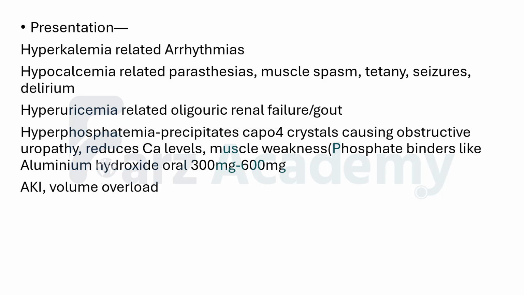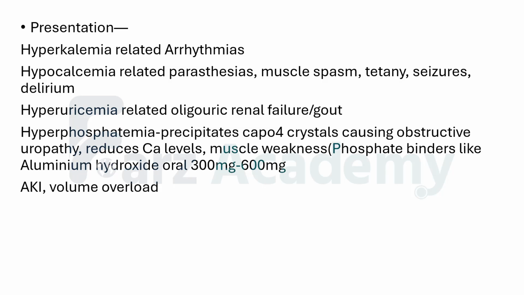Because phosphate is so high, it binds to calcium and forms calcium phosphate crystals, and that's why calcium goes low. If you supplement them with calcium, more and more phosphate will bind to calcium, more crystals will be formed, it will obstruct your renal tubules and it will worsen your AKI.